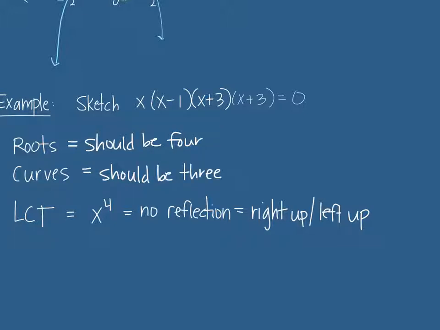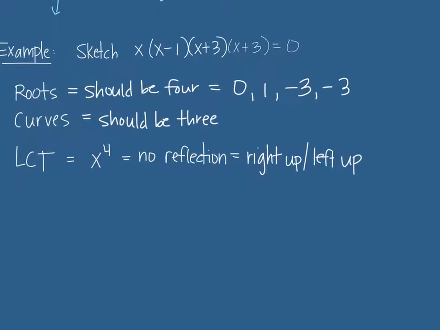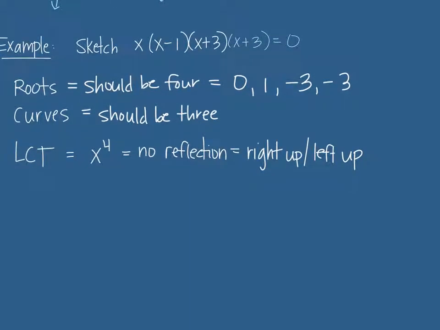All right, Mia, you want to give me one of the roots? 0. Are you feeling confident about another one? 1. Okay. Negative 3. Okay, so I need 4 of them, though. What's the 4th one? Negative 3 again. All right, and so that is going to be another double root, multiplicity 2. So that means I'm going to have an extra curve there.